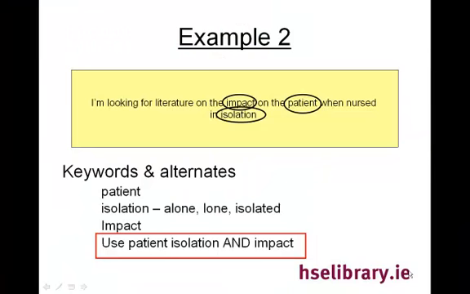Let's look at another example. We are looking for literature on the impact on the patient when nursed in isolation. Remember to write out your search as a sentence. The keywords are patient and impact. Alternative terms for isolation include alone, lone, and isolated. Use the highlighted terms in the red box for your search.